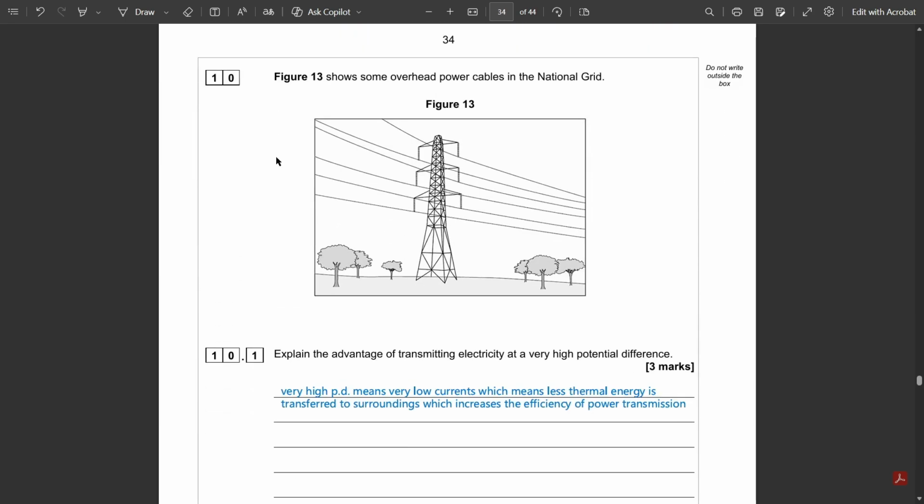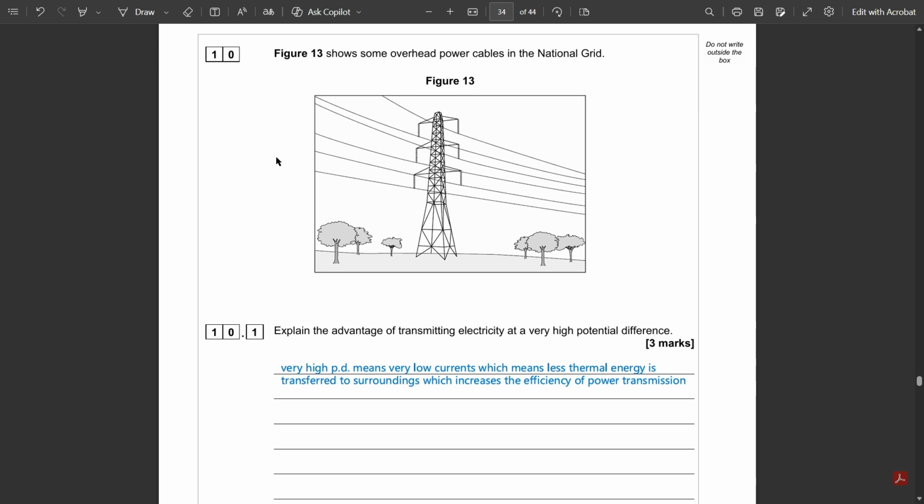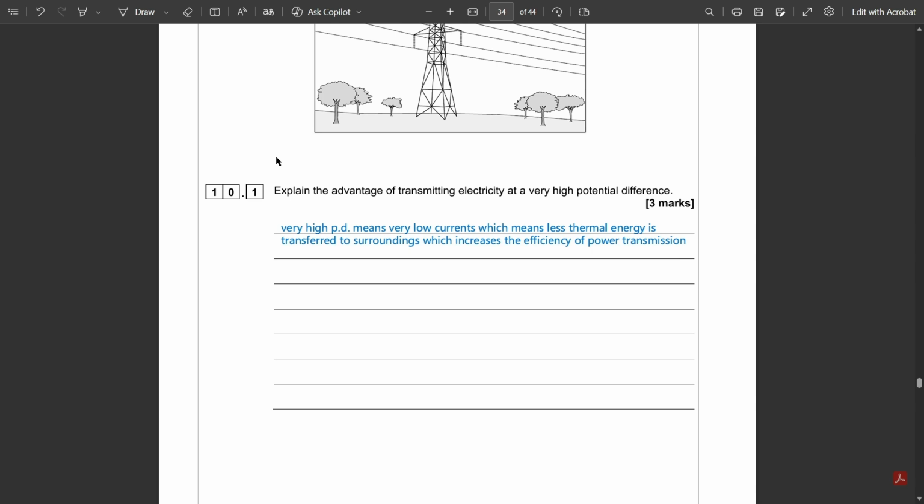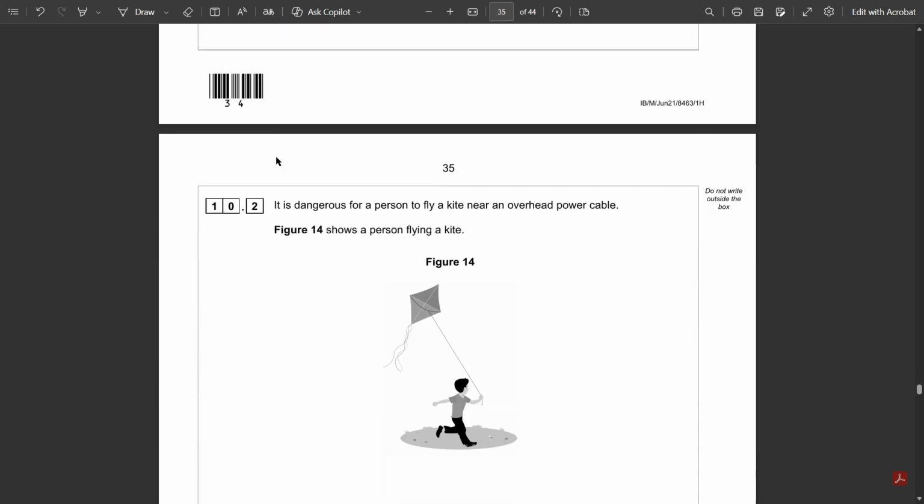Then figure 13 shows some overhead power cables in the national grid. Explain the advantage of transmitting electricity at a very high potential difference. A very high potential difference means very low currents, which means less thermal energy is transferred to the surroundings, which increases the efficiency of power transmission.